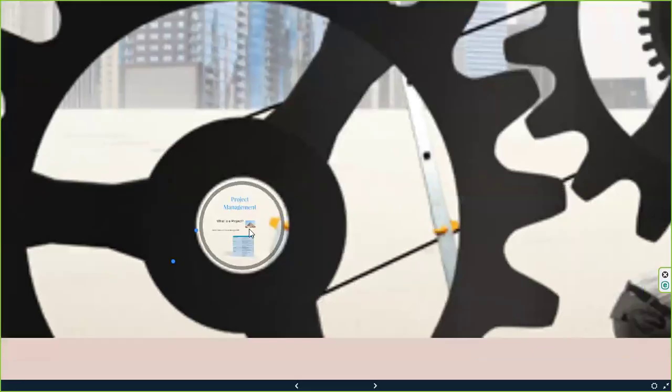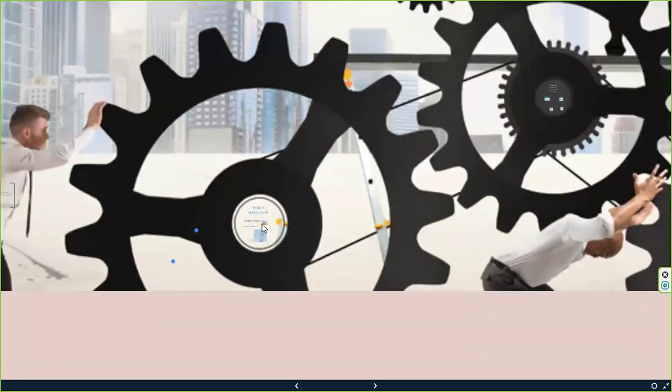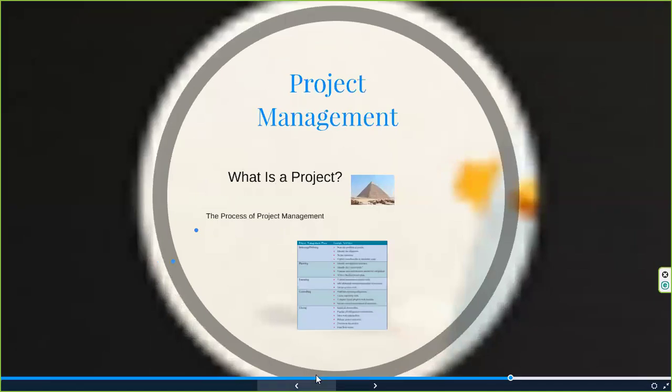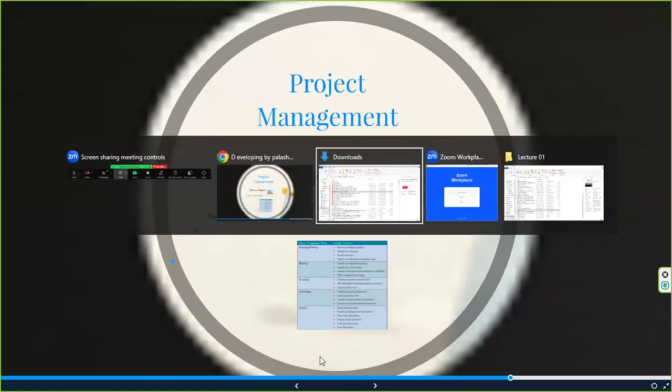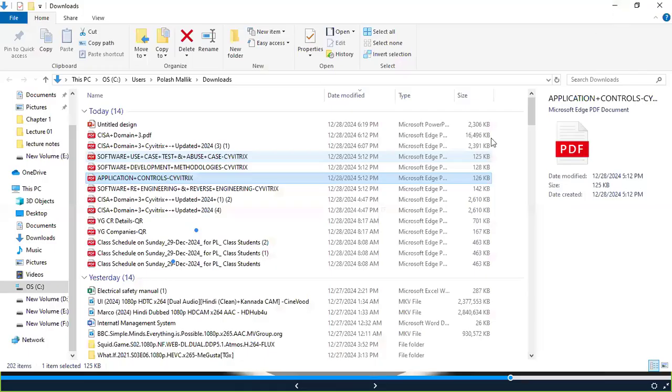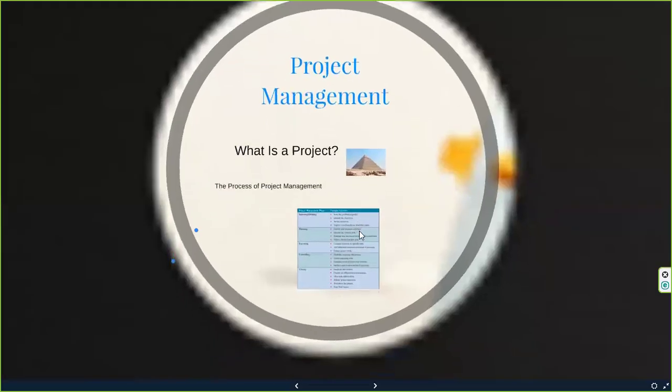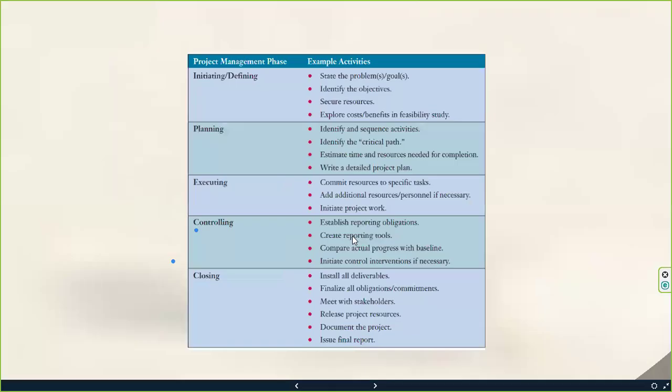Then the most important thing is project management, and it is from your book. If you want to see, I can also showcase it. Project management is a very important thing. So you have to know how project management happens.